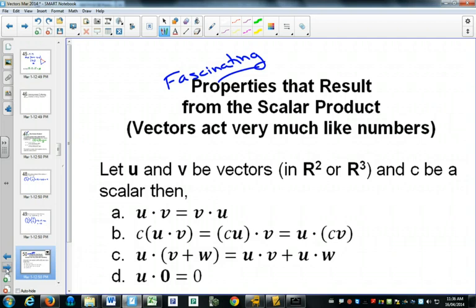Fascinating results from the dot product or scalar product. And this is something when you get into higher level math and you start, I don't know if you say inventing, but start using new math, you want to check if some of the old rules of math still hold true.